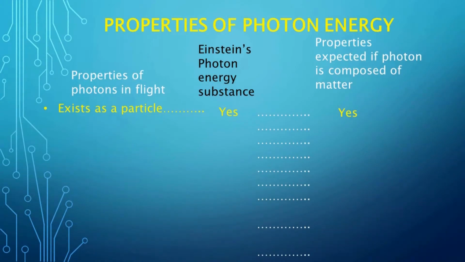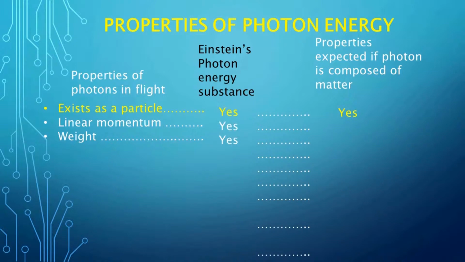Let's add linear momentum and weight to the list of properties. This means Einstein's photon energy substance has momentum and it has kilograms of weight. If photons are composed of matter, they should have weight and momentum. Let's add this to the right-hand column.